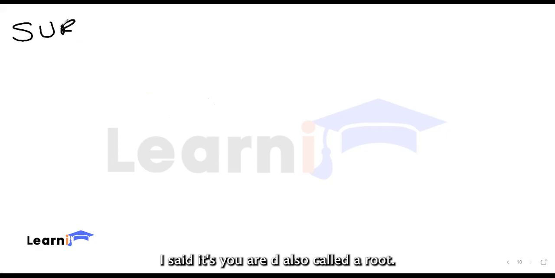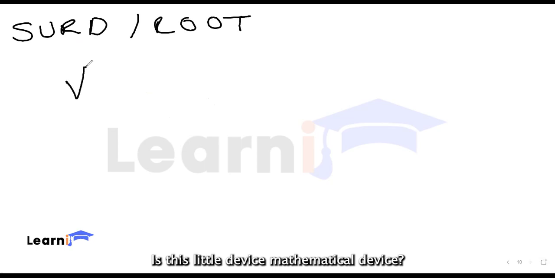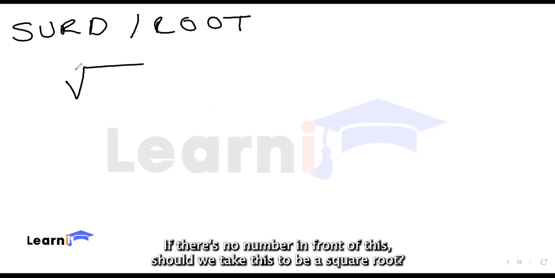The next law deals with surds. A surd, S-U-R-D, also called a root, is this little mathematical device. If there's no number in front of the surd, we take this to be a square root.